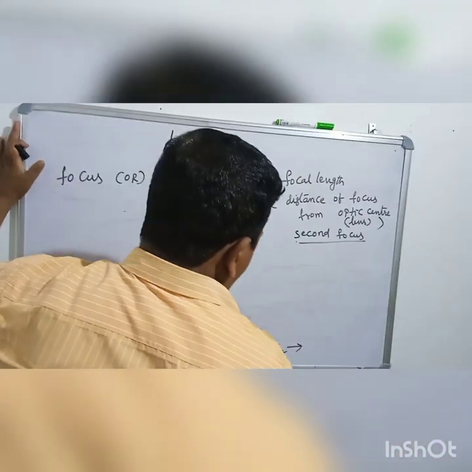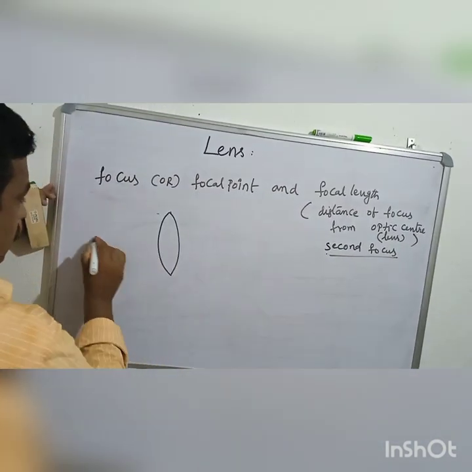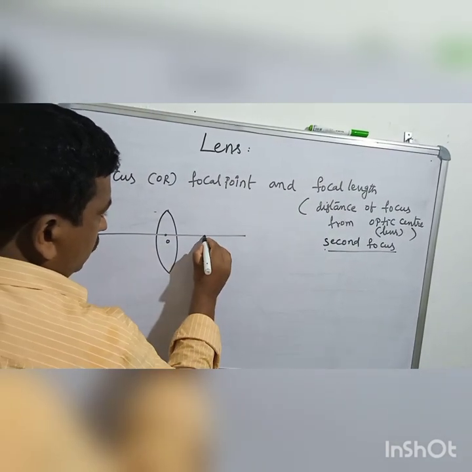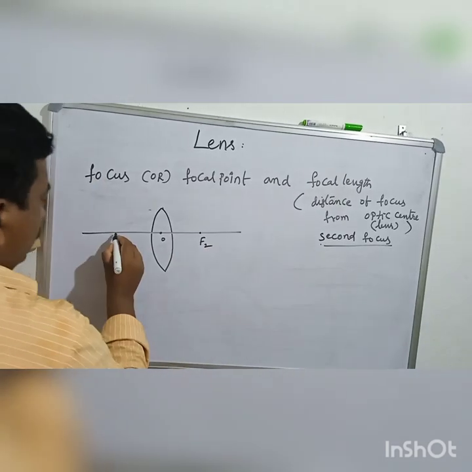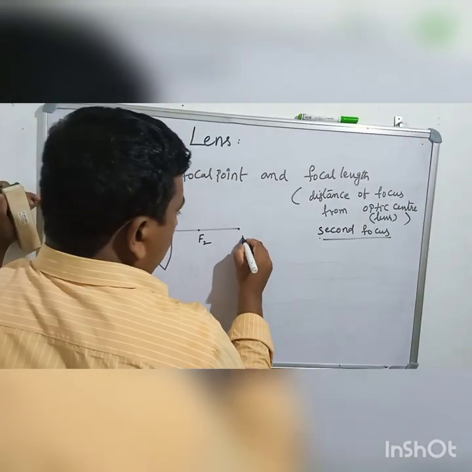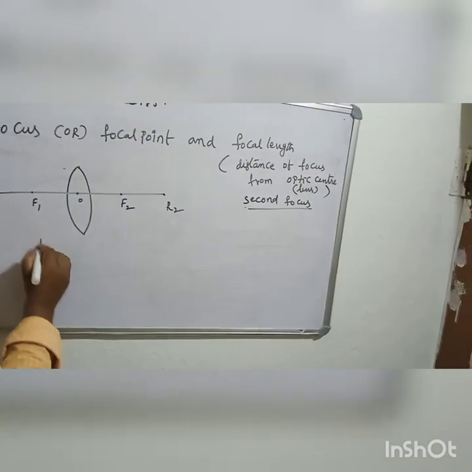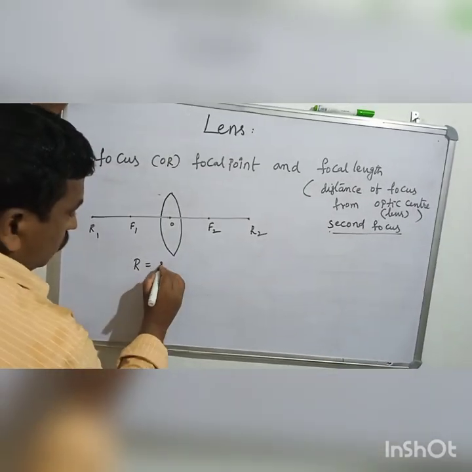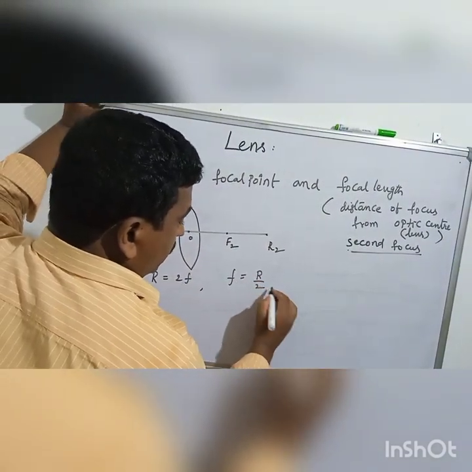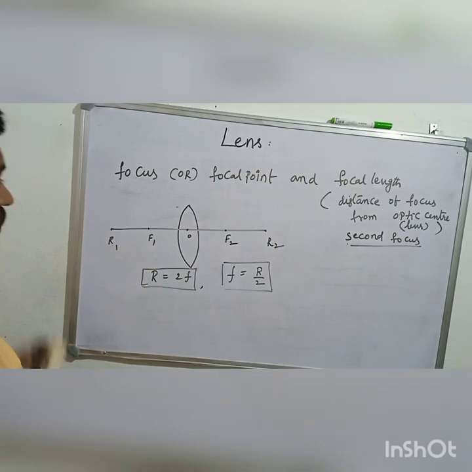One more thing. For example, this is the biconvex lens, this is the principal axis, this is the optic center, this is focus F2, this is focus F1, this is radius of curvature R1, and this is radius of curvature R2. What is the relation between focus, focal length and radius? Radius of curvature equals twice the focal length, and focal length equals half of the radius of curvature. This is the relation between radius of curvature and focal length.